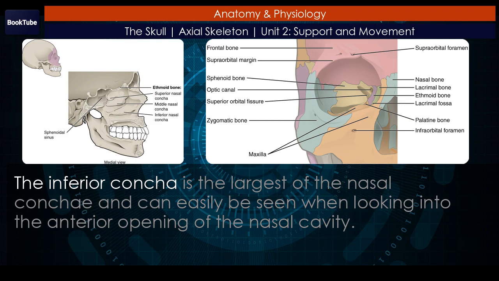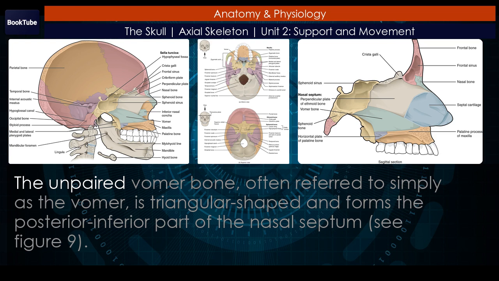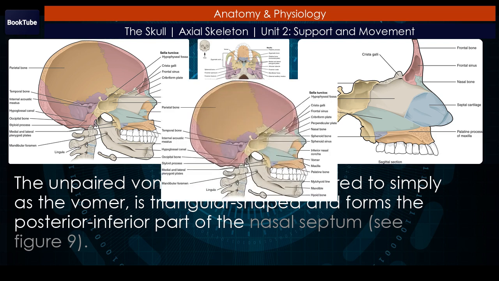The inferior concha is the largest of the nasal conchae and can easily be seen when looking into the anterior opening of the nasal cavity. Vomer bone. The unpaired vomer bone, often referred to simply as the vomer, is triangular shaped and forms the posterior inferior part of the nasal septum.